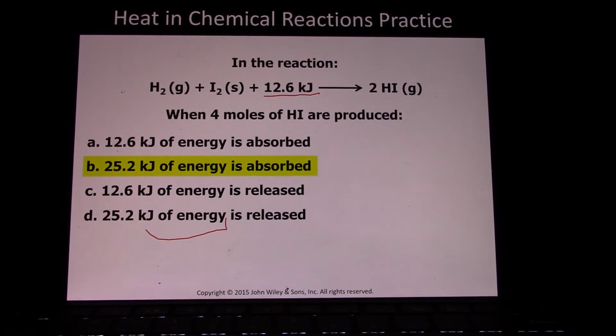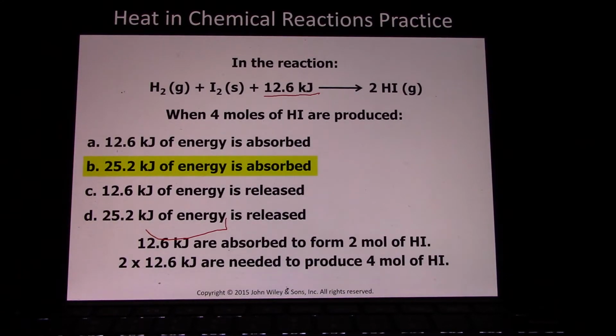So the energy is proportional. If you triple the size of the reaction, you triple the energy needed. And again, we'll go back to that next chapter in stoichiometry when we look at the proportionality of all the reactants and all the products.